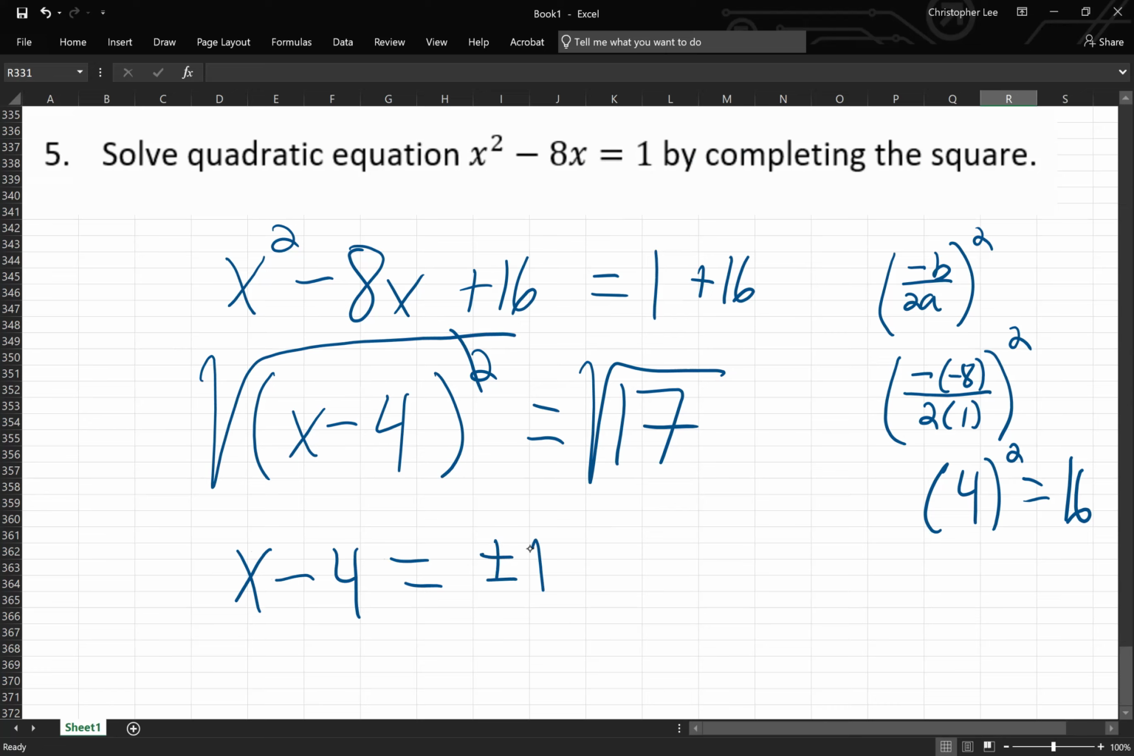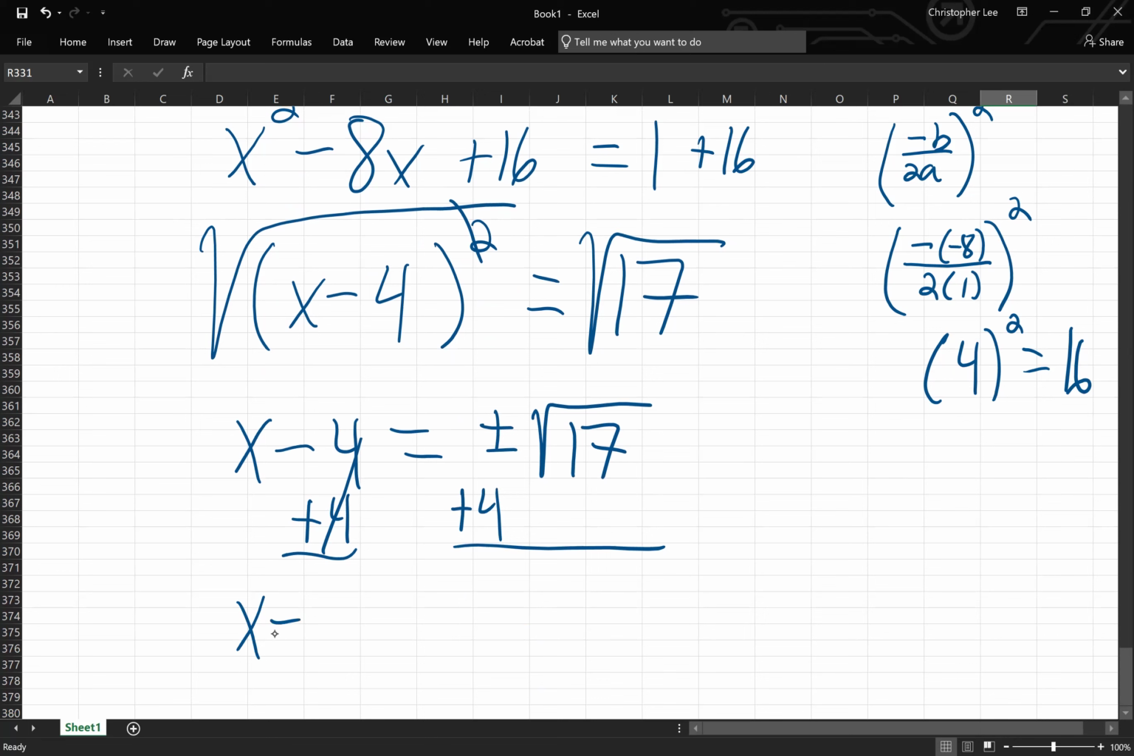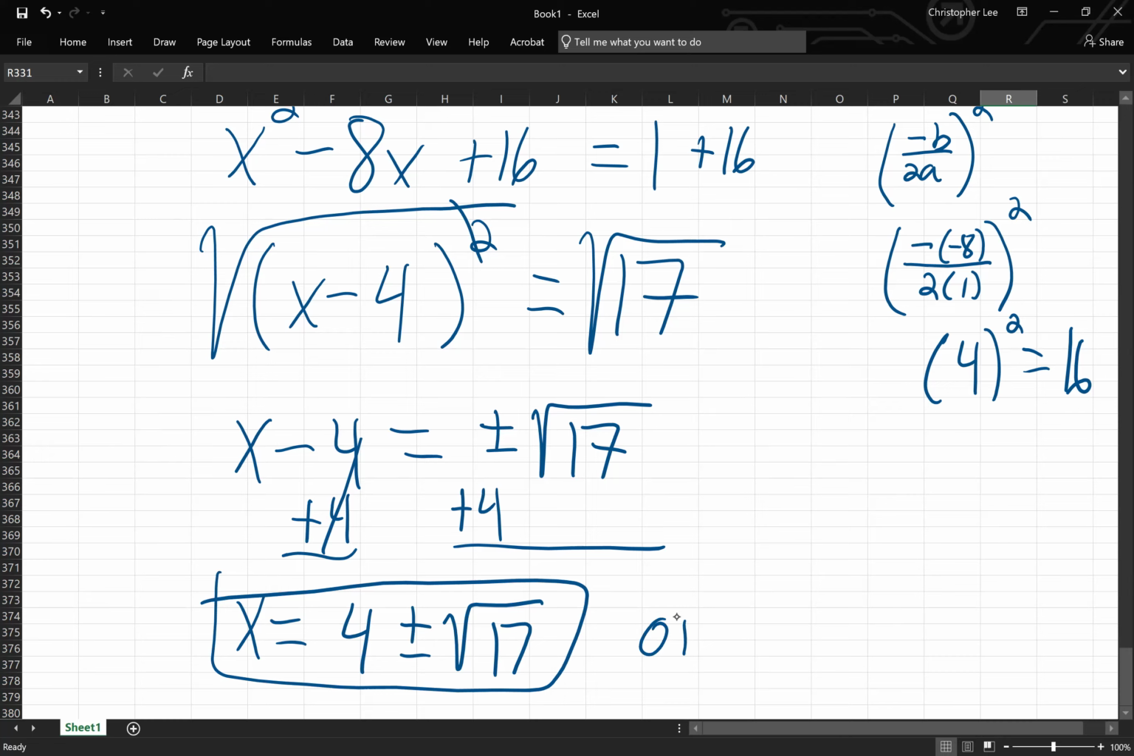Plus or minus the square root of 17. Very good. And then what's after that? Good. Plus 4. And what you do to one side, you do to the other. So here's my final answer. X equals 4 plus or minus the square root of 17. I will accept this as an answer, or you could break it up. X equals 4 minus square root 17, and X equals 4 plus square root 17.